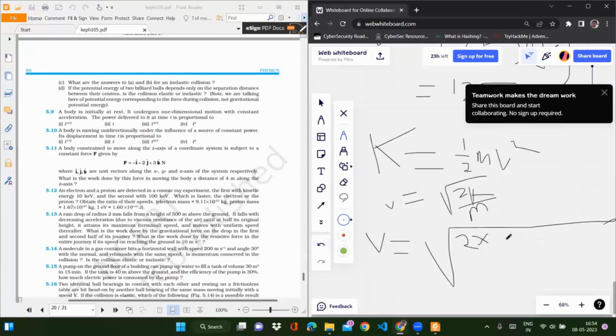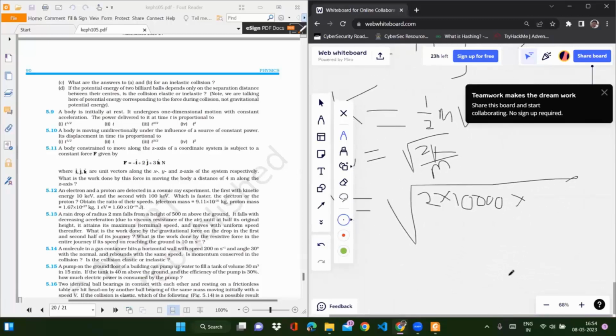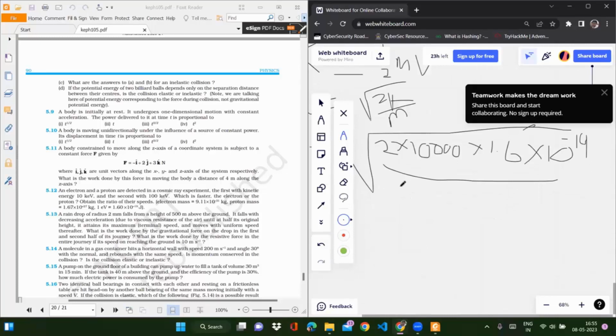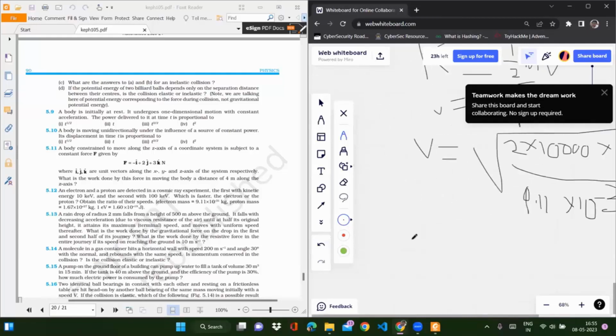which is nothing but 10 kiloelectron volt. So 10,000 electron volt, and the conversion for electron volts is given as 1.6 into 10 power minus 19 joules. So in the SI units, you have to take the kinetic energy using 1.6 into 10 to the power minus 19 joules, and the mass of electron, which is nothing but 9.11 into 10 power minus 31. So if we calculate this, we'll get the velocity of electron.